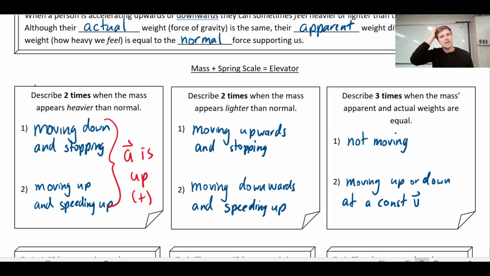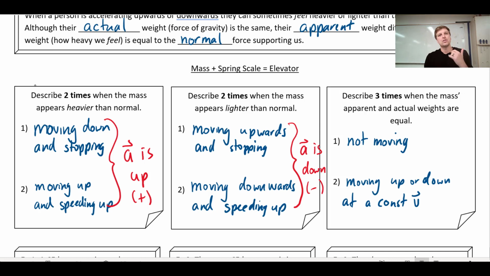So in both of these examples, my acceleration is upwards, and so I feel extra heavy. In both of these examples here, where I'm moving upwards but coming to a stop, or I'm moving downwards faster and faster, these are both examples where the acceleration is downwards or negative. And so really, you can tell whether you're going to feel heavier or lighter based not on which way you're going, but which way you're accelerating.